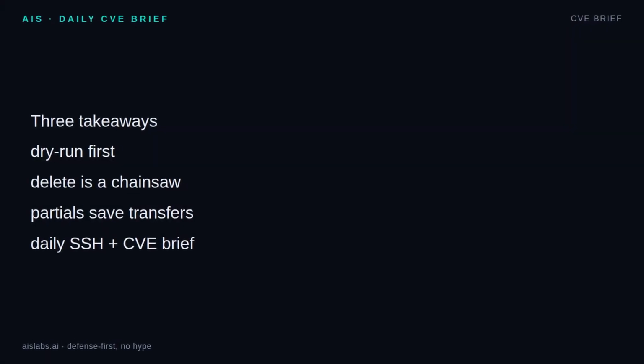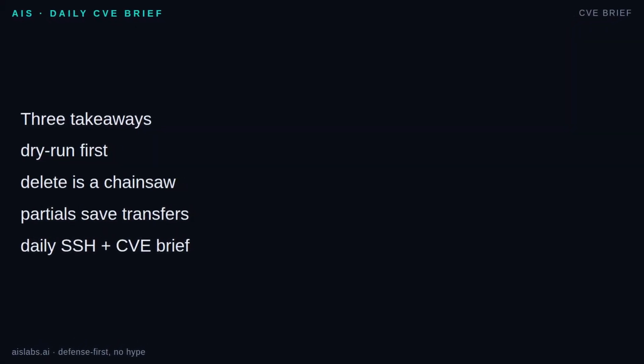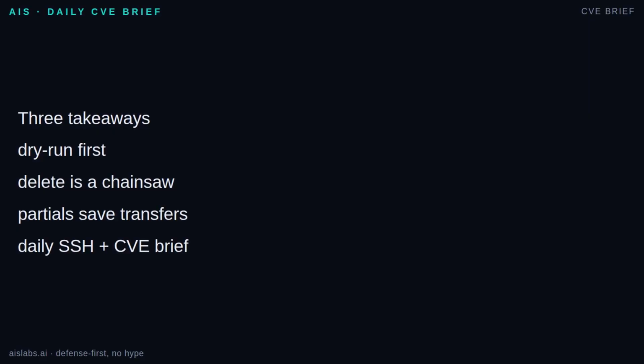Three beats to keep. First, rsync over SSH is the default tool when you need directories to converge, not just files to copy. Second, dry run comes before delete every time. Delete is useful, but it is a chainsaw. Third, use partial transfers and exclude files for large artifacts and safe deploys.